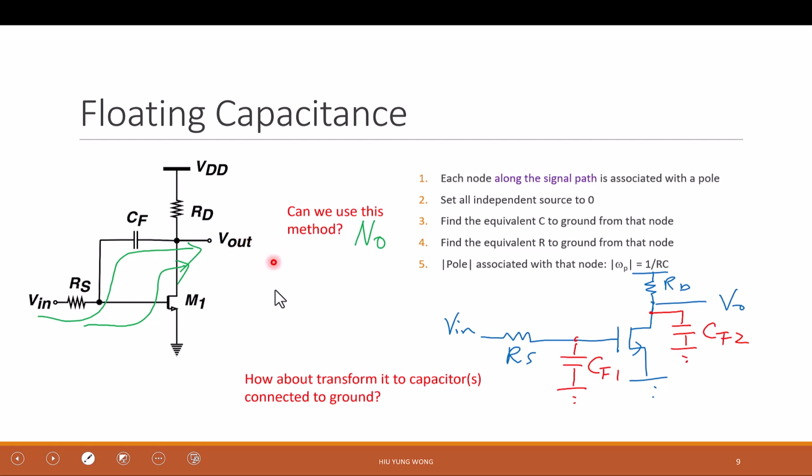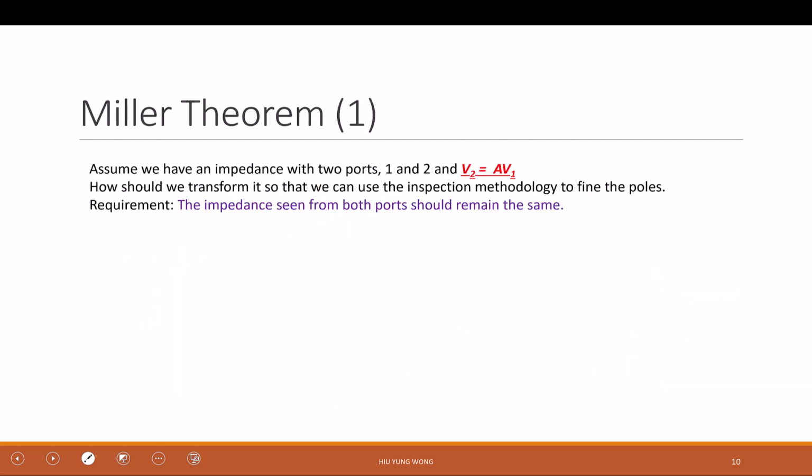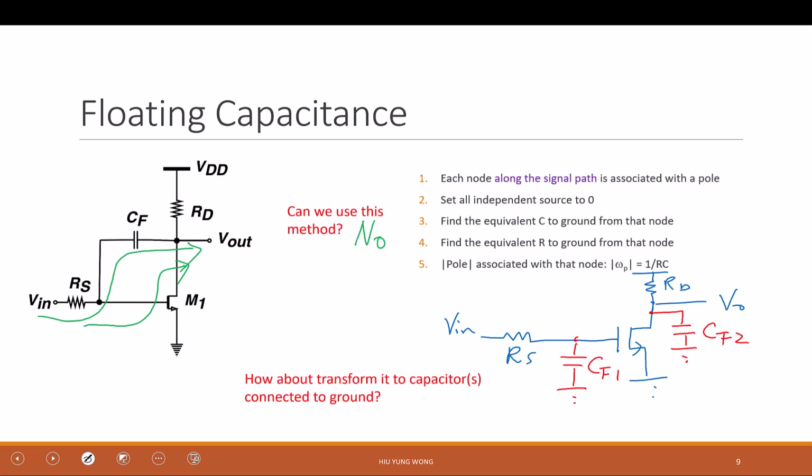So I will transform from this to here to find out the pole, and then I claim that this pole equals the pole of the original circuit. That is the purpose, and that is called the Miller capacitor. So let's try to prove it using the so-called Miller theorem. In order to do this, we also need to be aware that this capacitor has some special connection. It connects to a port here and the other terminal to another port. And there's some relationship between the voltages across these ports.